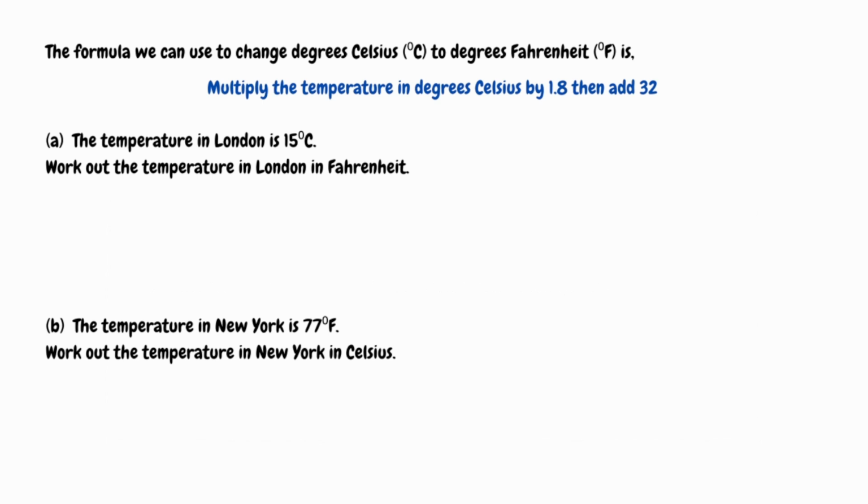Okay, so for this question, we have the formula we can use to change degrees Celsius into degrees Fahrenheit is by multiplying the temperature in degrees Celsius by 1.8 and then by adding 32. So we can visualize this with a function machine, and it would look something like this.